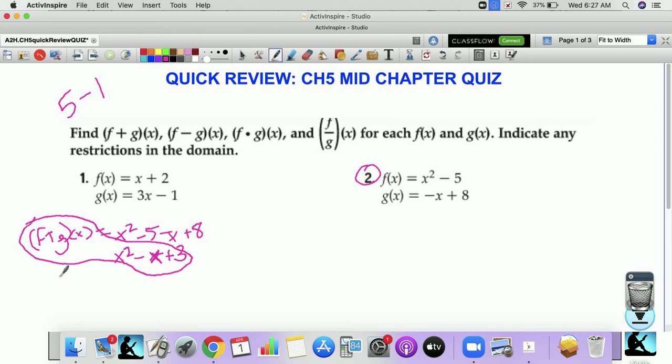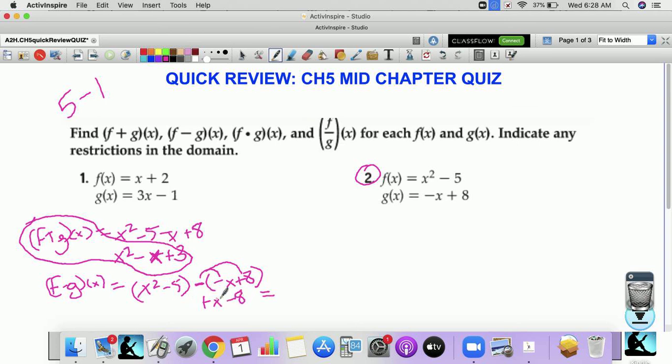Next, I have f minus g of x. And that just has us do subtraction, which is one extra step. So I'm going to start with my f because that's what's listed first. x squared minus 5. And I'm going to subtract from it negative x plus 8. Now when I subtract, I need to remember to distribute that negative. So I actually have a plus x and a minus 8 that I'm going to be combining like terms with.